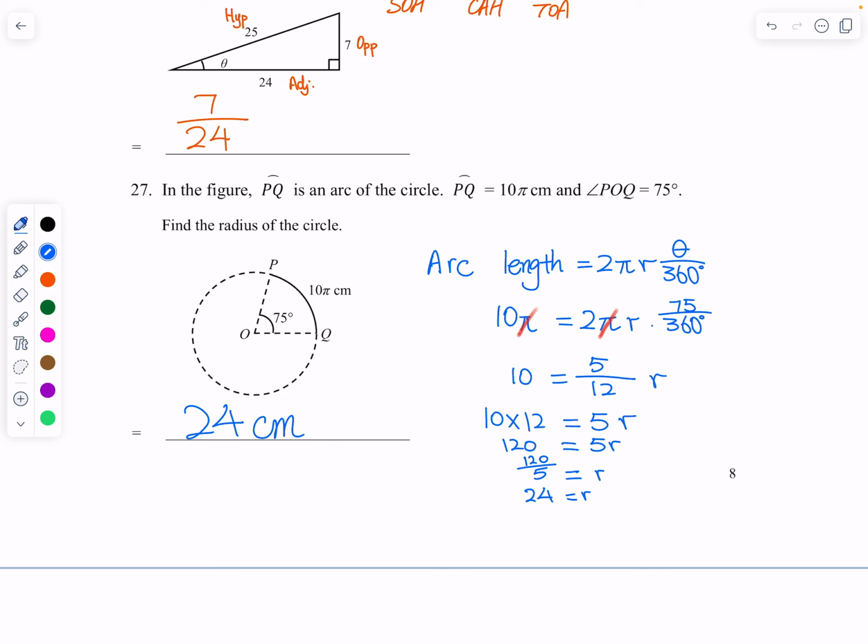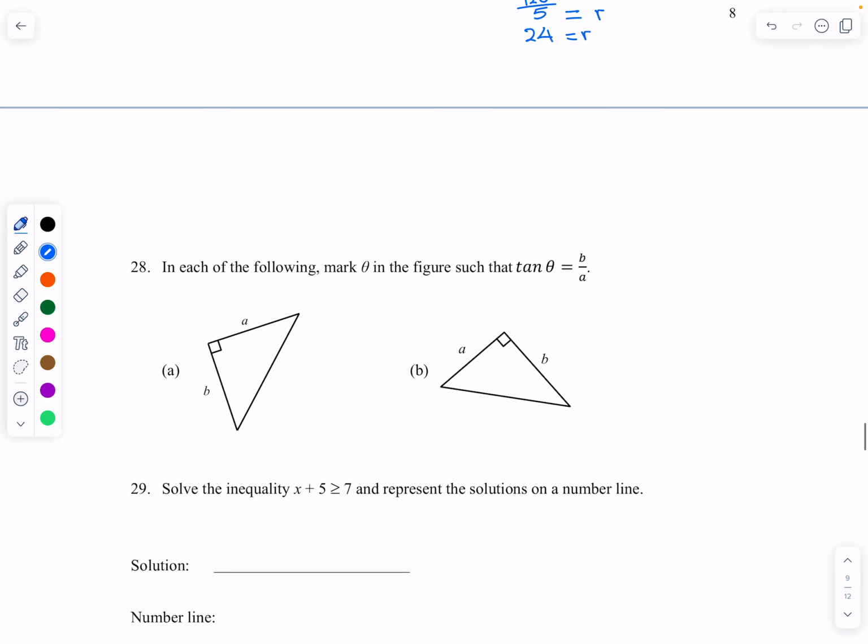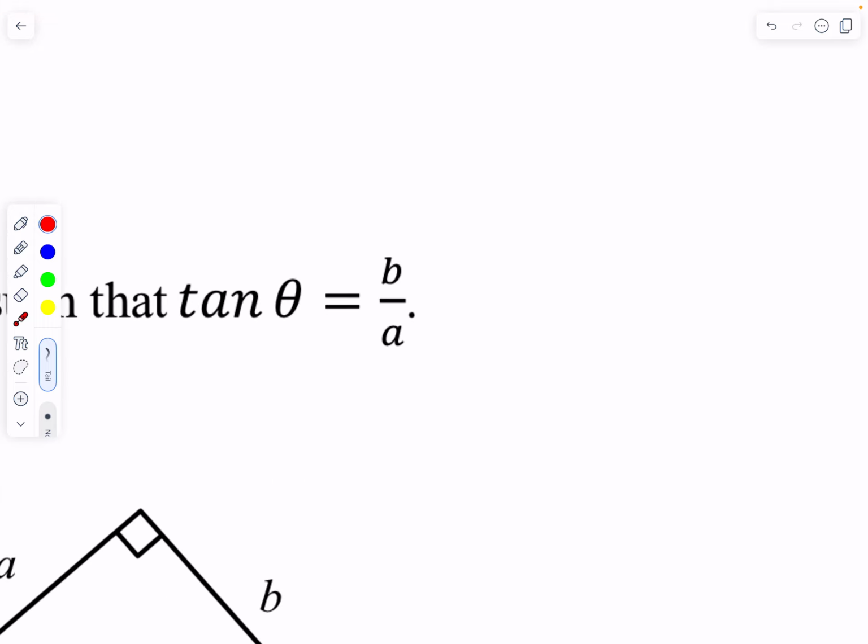Next, we need to draw the theta so that it's a tangent B over A. So tangent के लिए क्या होता है? So काटवा, right? Tangent के लिए पहले opposite आता है, फिर adjacent आता है. It comes opposite first and then the adjacent. So that means the B has to be opposite line. And A has to be adjacent line.